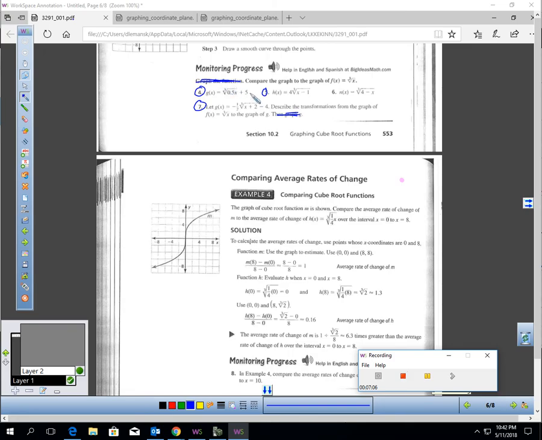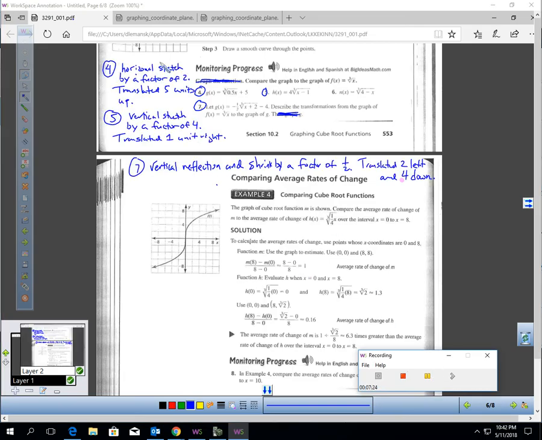What I'd like you to do is pause the video. I want you to do 4, 5, and 7. We're going to compare each of these to the parent function. I don't need you to graph them. You can use your calculator for that later in the homework. But compare 4, 5, and 7 to the parent function. Pause the video and do that.